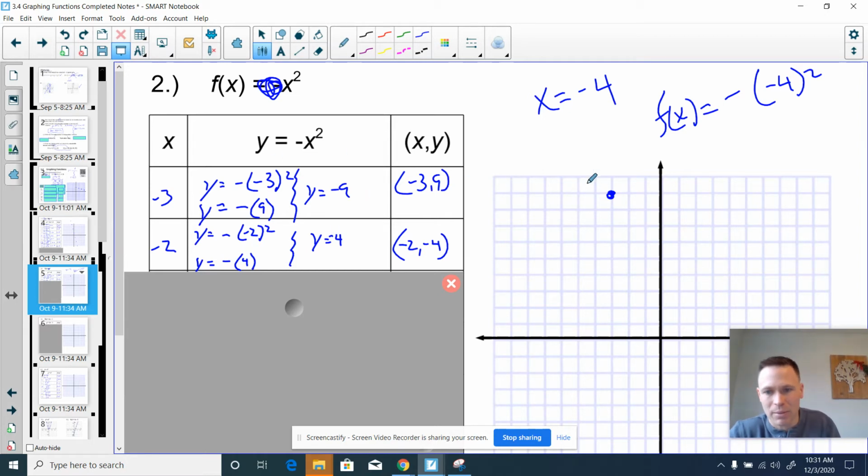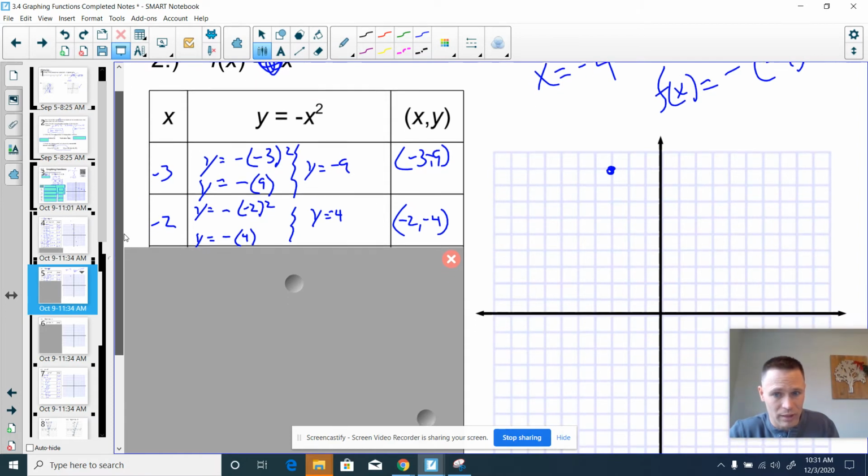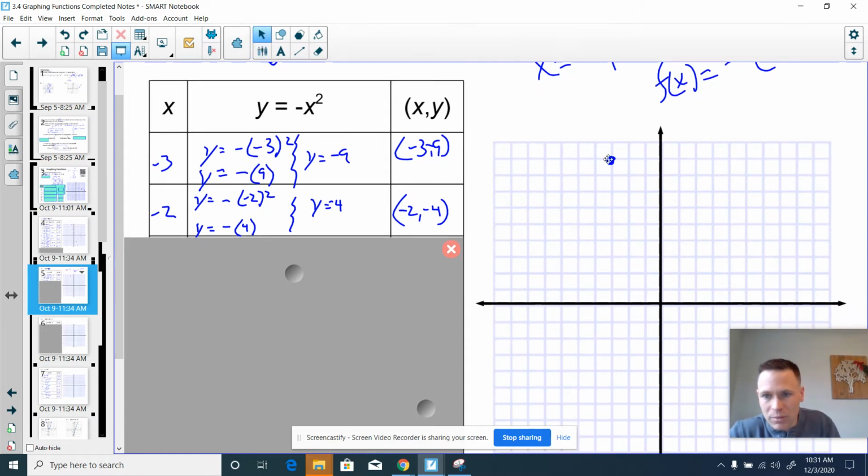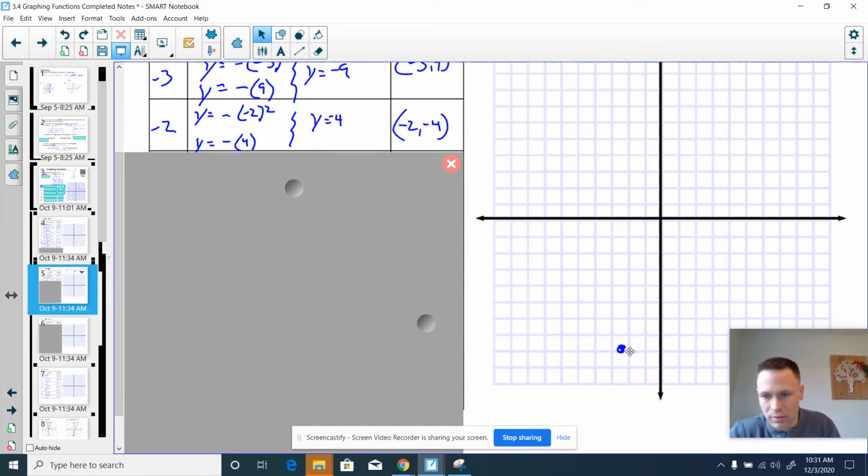That is negative 9. I made a mistake here. I made a mistake right there. My bad. So hold on a second. Can't be awesome all the time. I gotta move this point. I gotta see the whole graph. Right there. My bad about that.